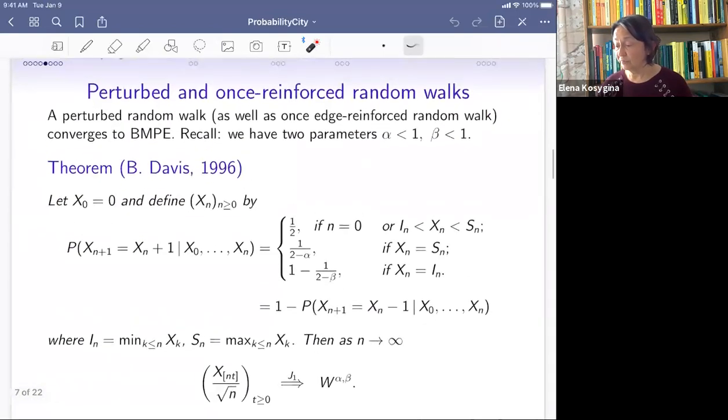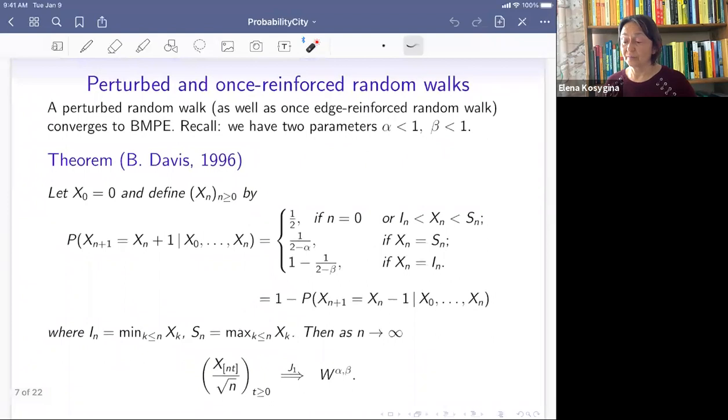And I would like to mention first that probably the most simple way to obtain Brownian motion perturbed at extrema as a limit of some kind of random walk is as a limit of a perturbed random walk, or also a limit of once edge reinforced random walk.